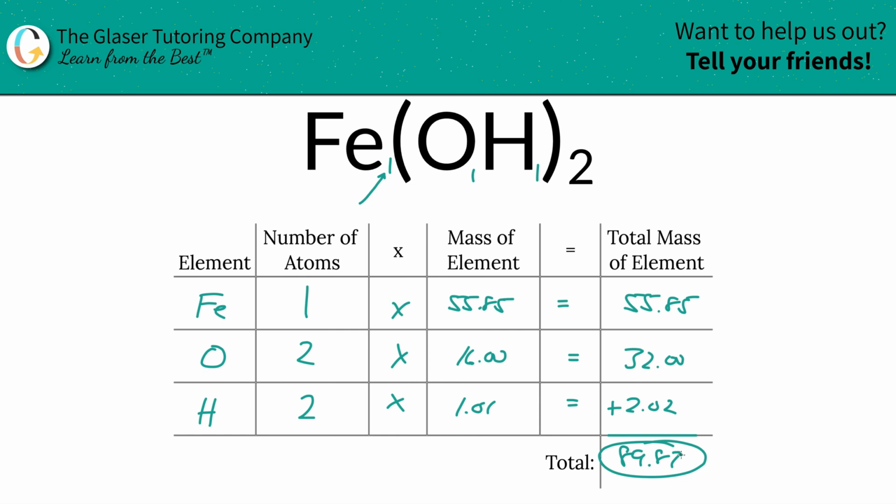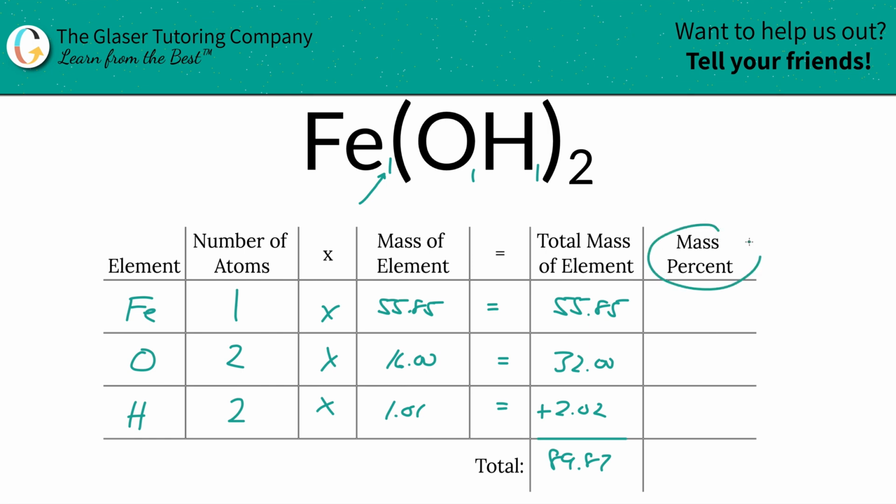So now that we found the total mass, I'm going to add a column to the table to find those percentages. Watch. Bam. So to now find the mass percent of iron, we're going to take the total mass of the iron in this column, 55.85, and divide it by the total mass of the entire compound, 89.87. And then we're going to multiply it by 100.